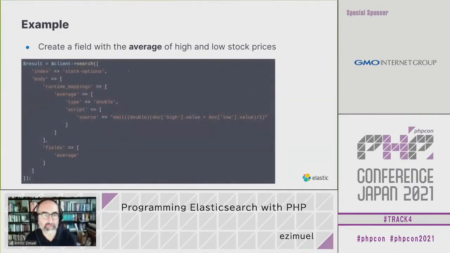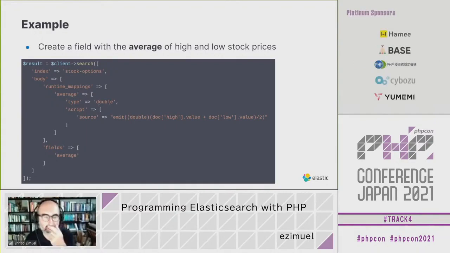How can we do this? We use the search endpoint, and in the body, we need to create a runtime mapping. This is the key in order to create schema on read. The name of the field that we want to create is average. The type of information is double, so it's a floating number. And because we want to take different fields and use them in order to create a new one, we need a scripting language. The scripting language is named Painless in Elasticsearch, so it's very simple.